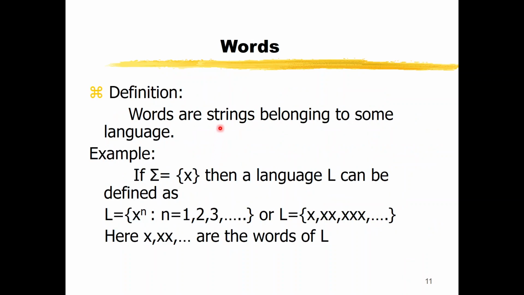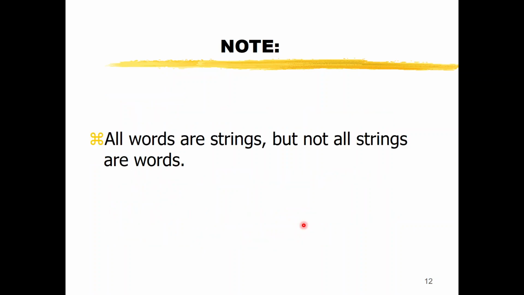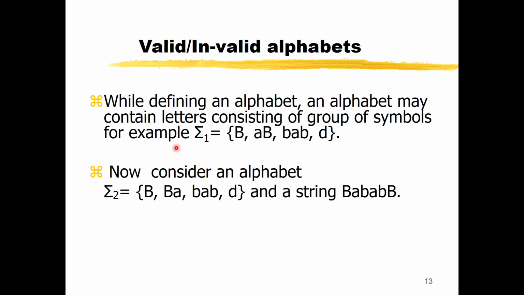Words are strings belonging to some language. So if you have some language and these strings are identified by those languages, we can call them words. So the basic difference between words and strings is that strings are not recognized by languages, but words are recognized by the language. For example, if we have an alphabet X, then the language L can be defined as X^n, where n can be 1, 2, 3, or multiple times that alphabet. So all the words are strings, but not all strings are words.